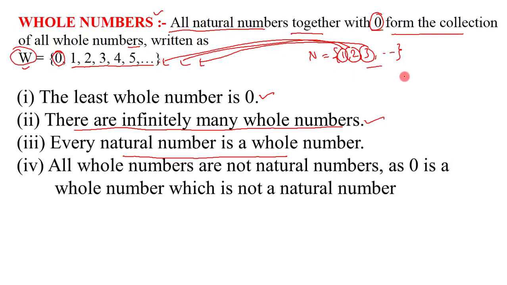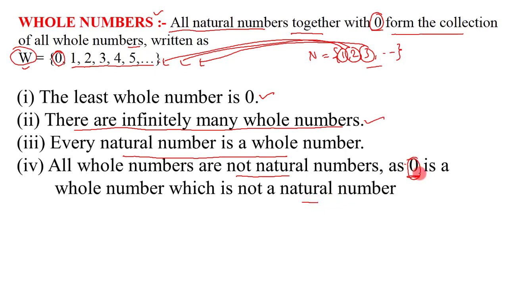You may get one more doubt. Can we say that every whole number is a natural number? It is not true. Every whole number need not be a natural number. Why so? There is a whole number called 0, which is not a natural number. That's why we say that not all whole numbers are natural numbers, because 0 is a whole number which is not a natural number.